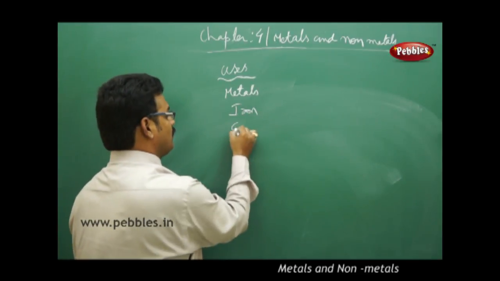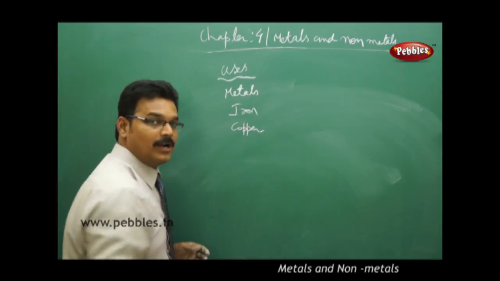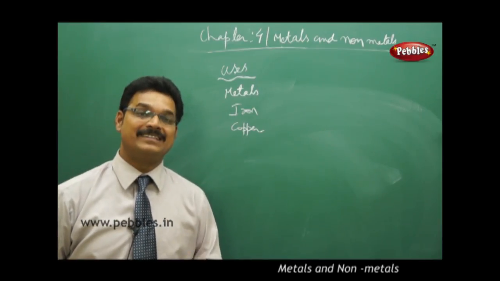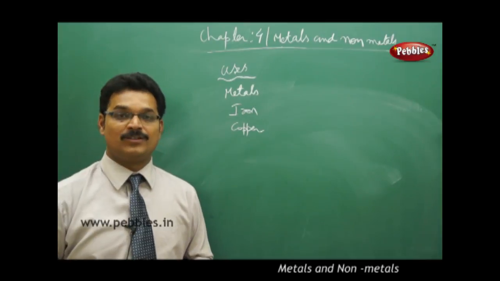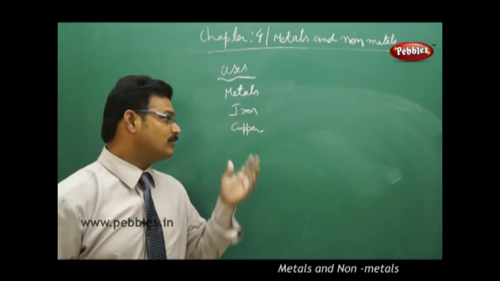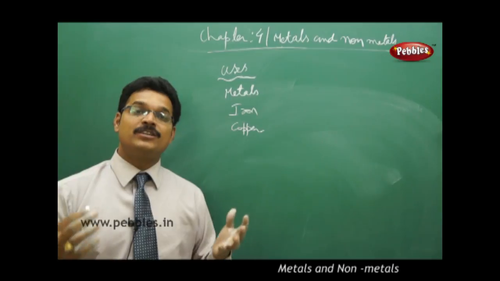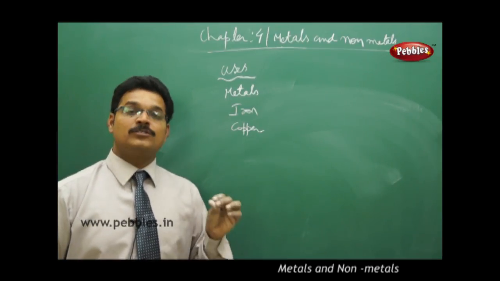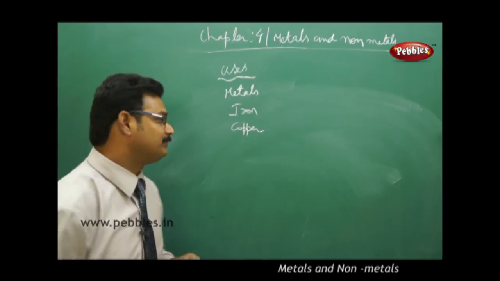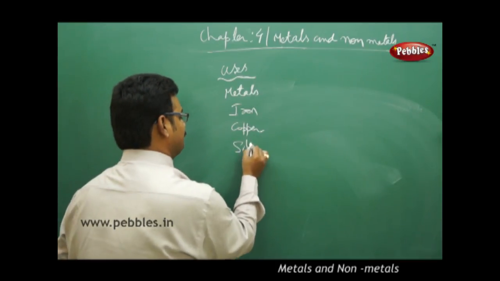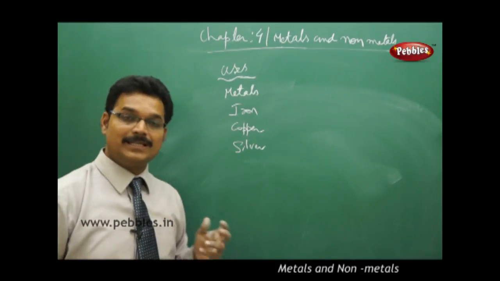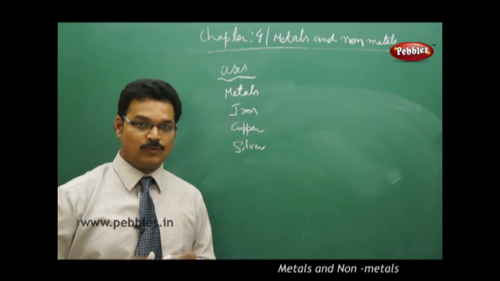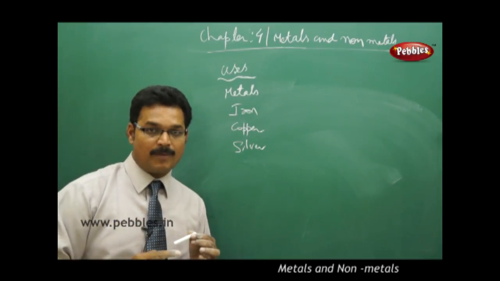Next, copper. We already discussed the uses of copper. Yes, copper is a good conductor of heat and electricity. So in all electrical wires, we use copper. In kitchen utensils, we use copper. And copper is also used for making statues. Next, silver. Silver is used as silver foil, which is used to wrap around sweets.